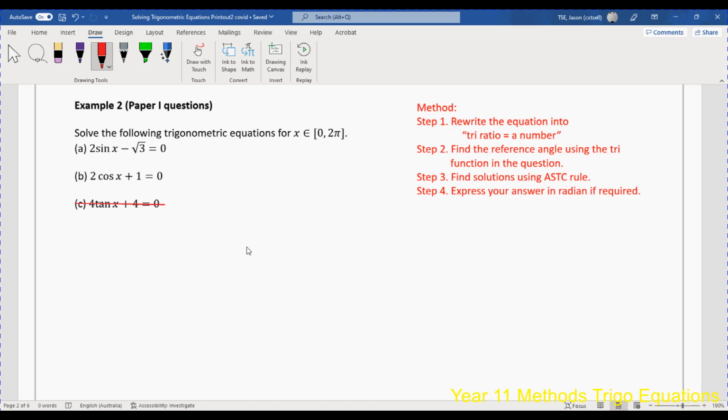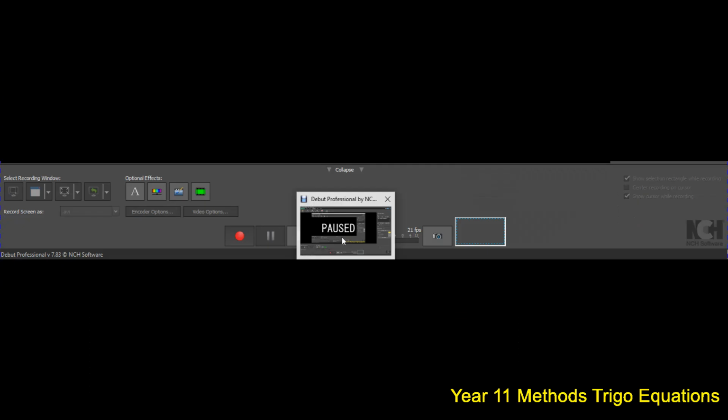Can I get you to try to do example 2 part A and part B by yourself? After 10 minutes, if time allows, I'm going to show you the answer. Please pause the video now, and I'm coming back after 10 minutes.